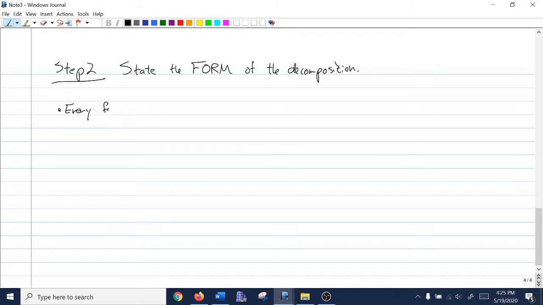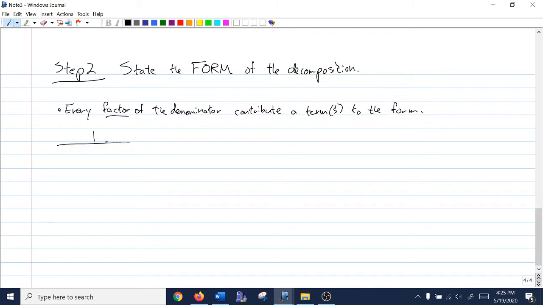Step 2, you never need to factor the top, by the way, so that's nice. Step 2 is state the form of the decomposition. And what we're getting at here is every factor of the denominator contributes a term or terms to the form.